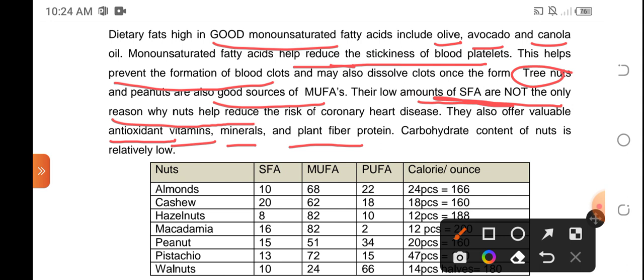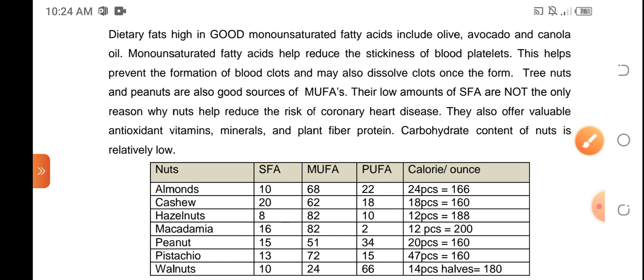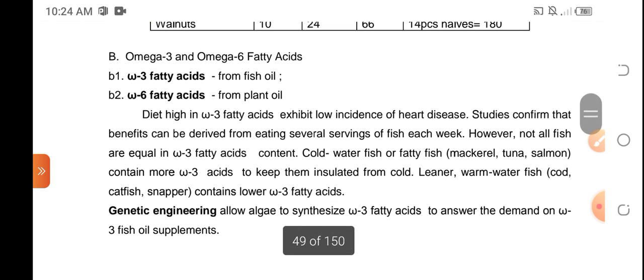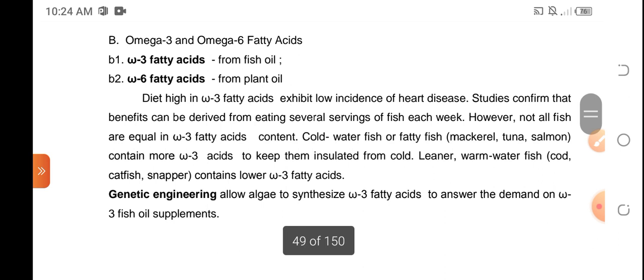Okay, so we have here the list of nuts. We have almonds, cashew, and we could really see that they have low level of saturated fatty acids. But of course, we also have to take them. Everything that we eat should always be taken in moderation. Kaya para maging healthy diet.